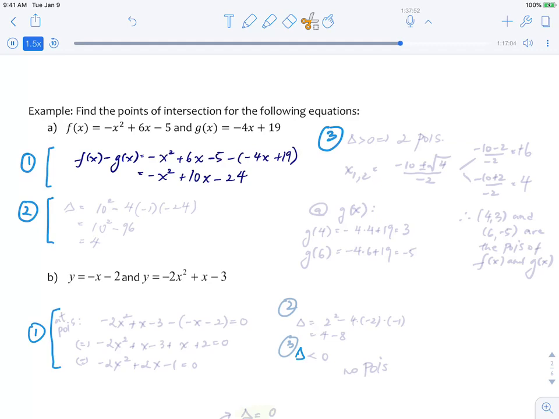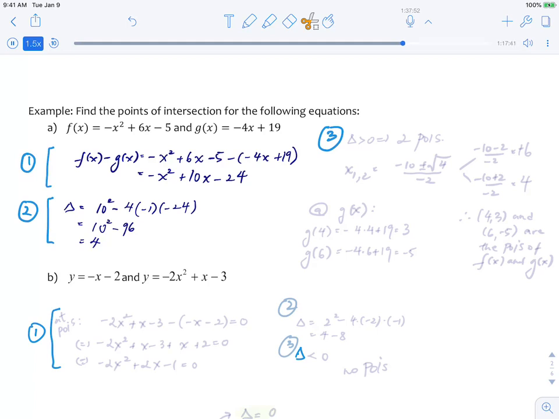Yep, Matilda? Use the discriminant? Yep. So it says the discriminant, we have our delta is 10 squared minus what? Plus 4 times negative 1 times negative 24. Okay, and that will be 10 squared minus, is it 96? Which is a nice value of 4.